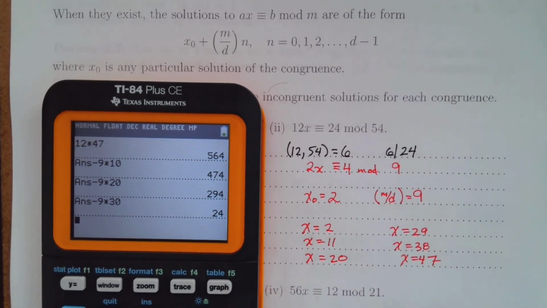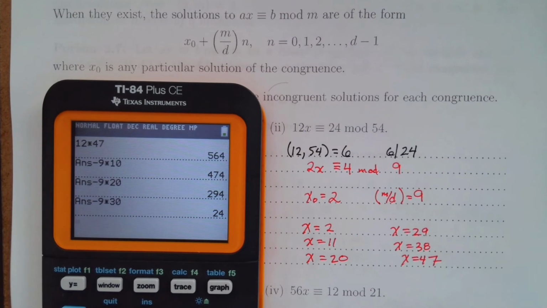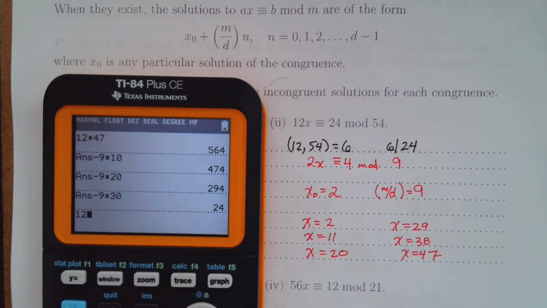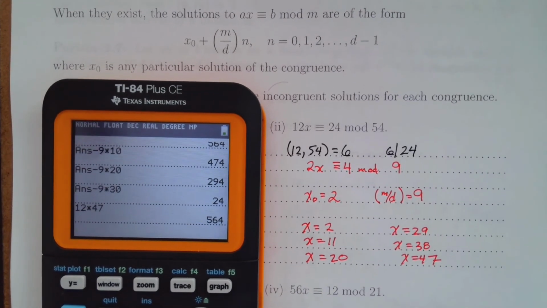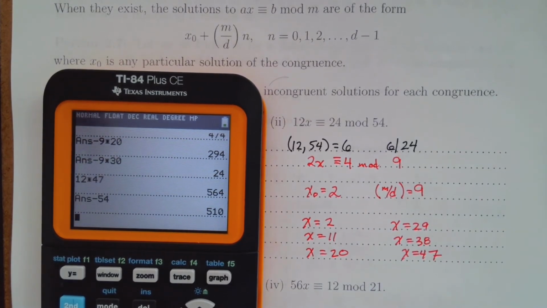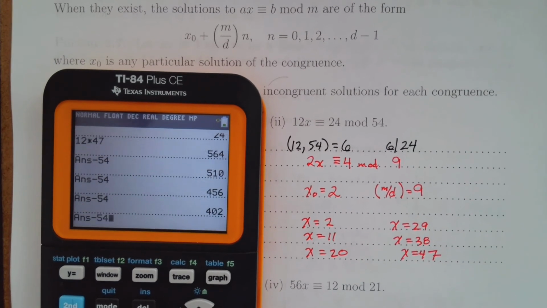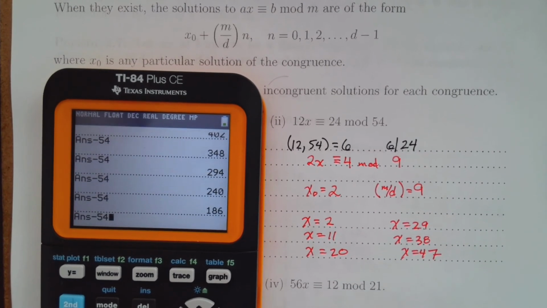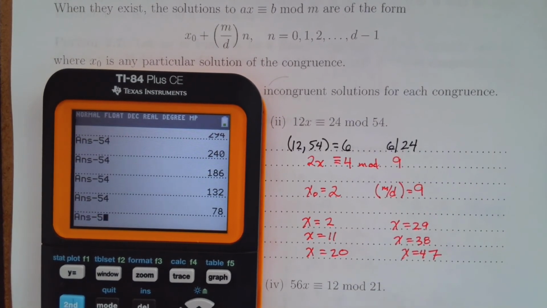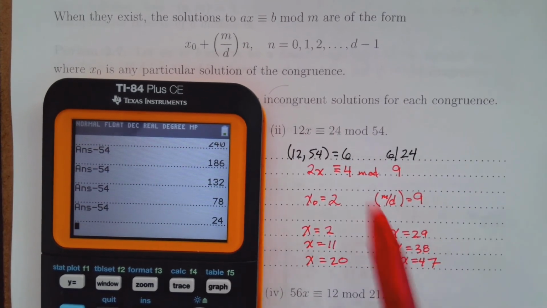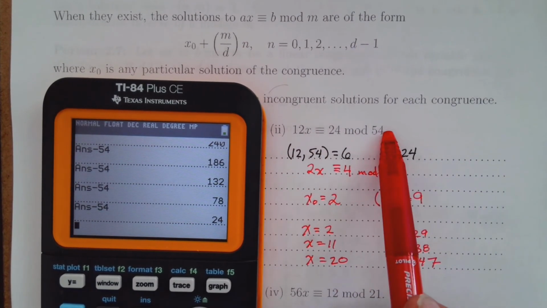You might say, wait a second, exactly how are you setting that up? Why are you doing it times 9? Well, let's do it the other way. 12 times 47 is 564. Let me subtract 54 enough times so that I have a remainder that is less than 54. And what do I see? A remainder of 24. So 12 times 47 has a remainder of 24 on division by 54.